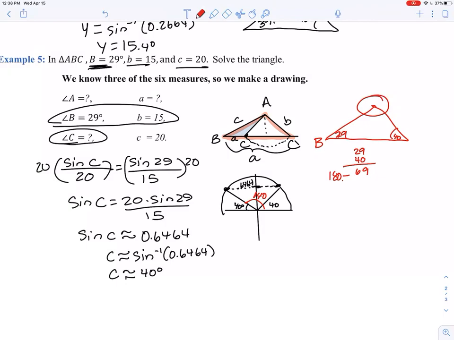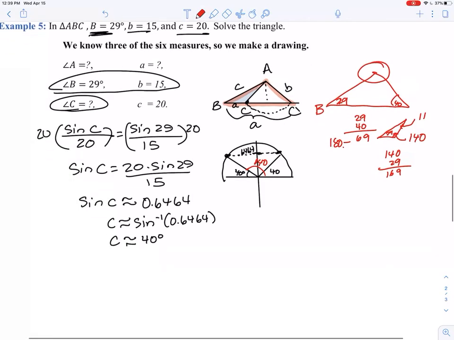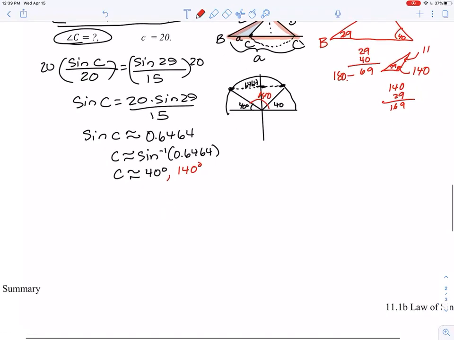But could it also be a measure like this? Here's 29, and right here would be 140. Is that possible? So 140 plus 29, that's 169 degrees, which means that this top angle could be 11 degrees. It's totally possible. So in this case, both of these angles are possible. So it's going to create two situations.